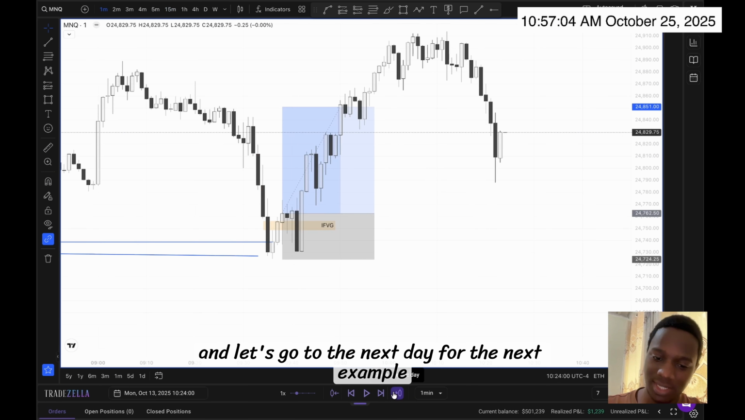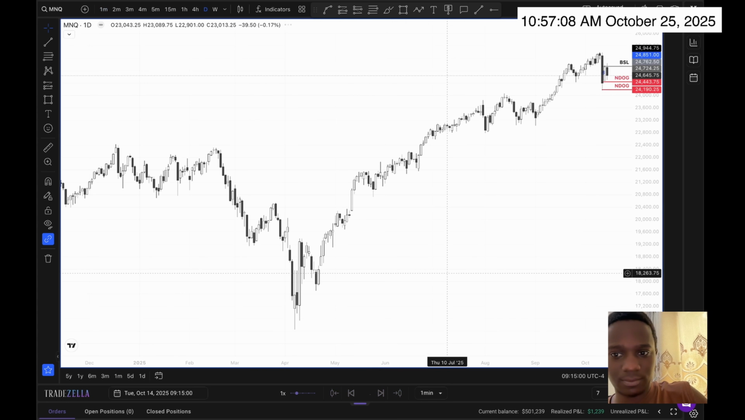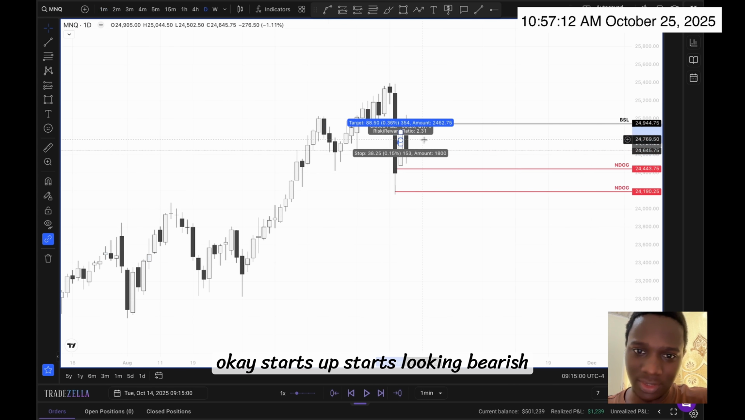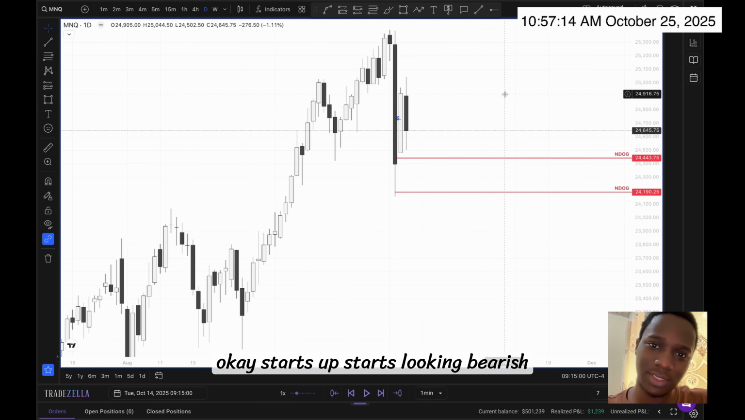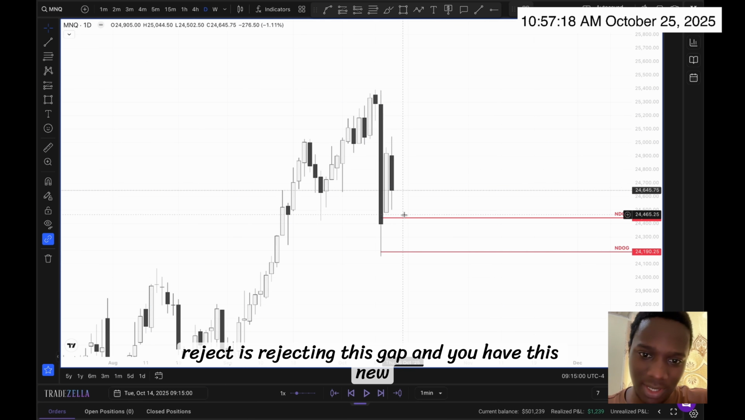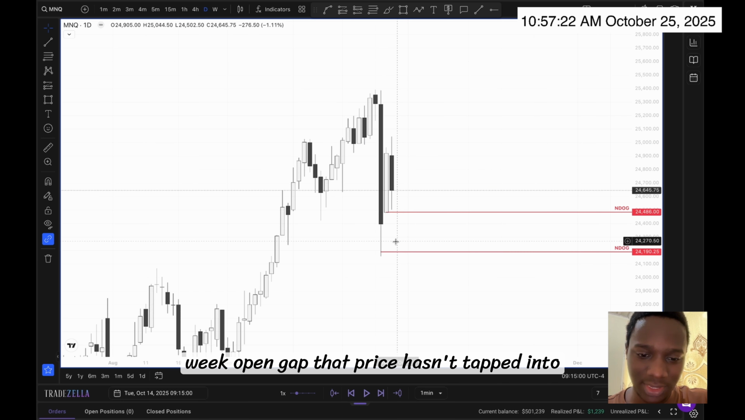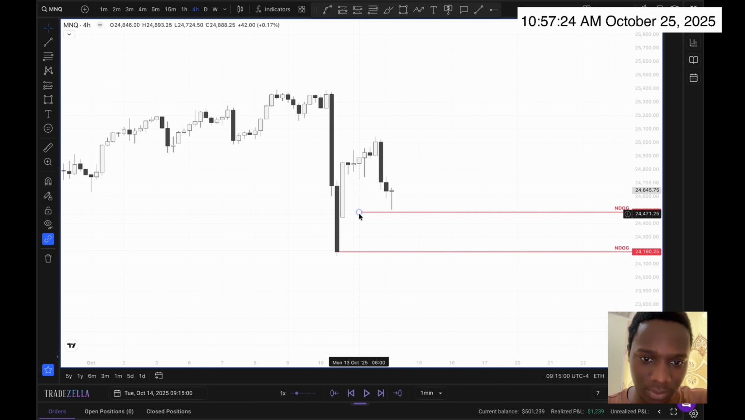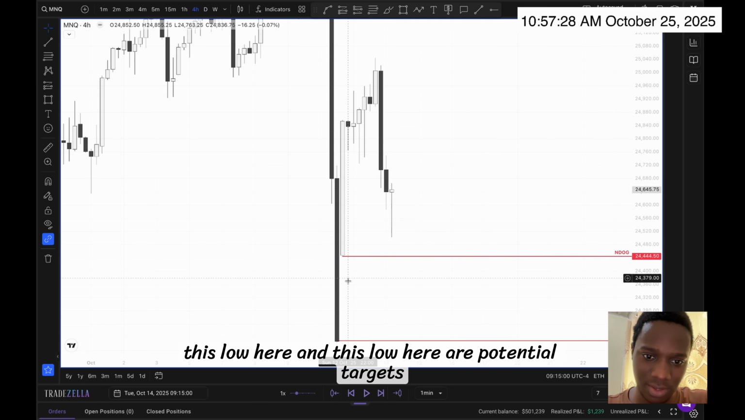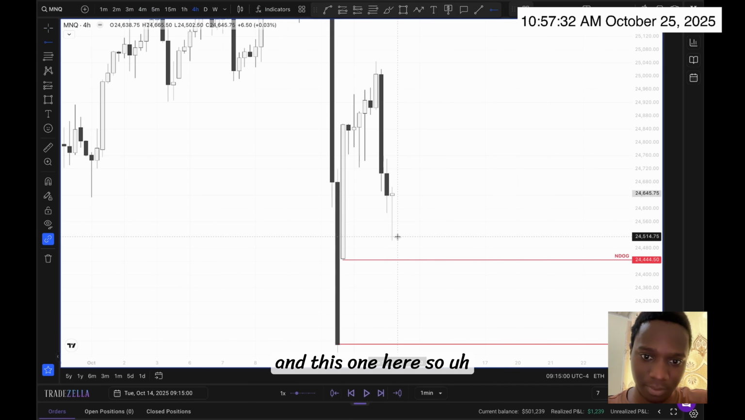And let's go to the next day for the next example. Right, so you can see the next day starts looking bearish. We're in this gap here. Price is rejecting this gap, and you have this new weak open gap that price hasn't tapped into yet. So this low here, and this low here are potential targets, and this one here.